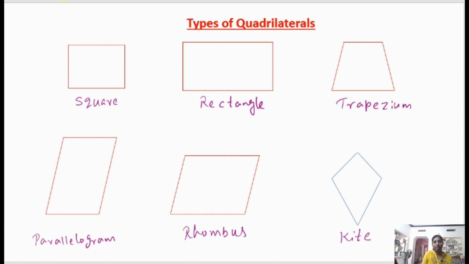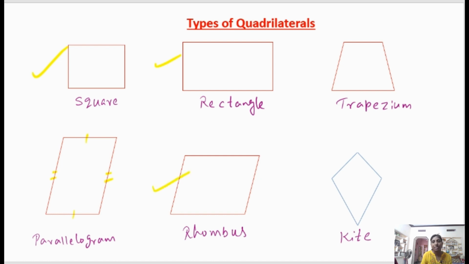In a parallelogram, two pairs of opposite sides are parallel and equal. See here, this side is parallel and equal, and this side is parallel and equal. So, square is also a parallelogram, because two pairs of opposite sides are parallel and equal. In a rectangle also, two pairs of opposite sides are parallel and equal. So rectangle is also a parallelogram, and rhombus is also a parallelogram.